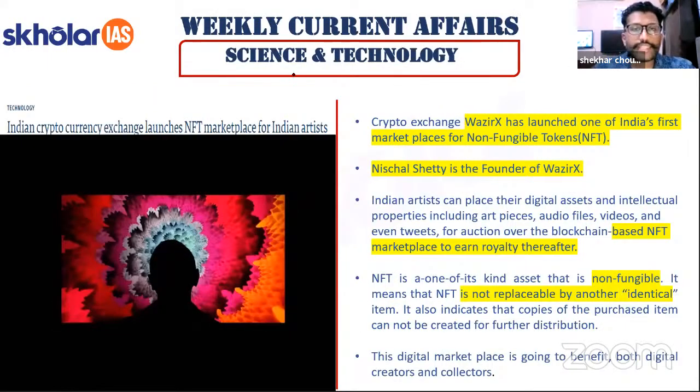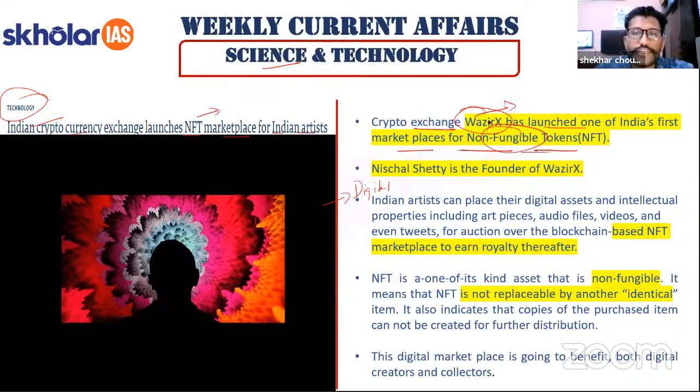Okay. So the next topic for science and technology, which again came from the technology part of The Hindu, is: Indian cryptocurrency exchange launches NFT marketplace for Indian artists. So this is a digital painting or an image. And non-fungible tokens are a type of technology. Fungible means which can be changed, so non-fungible means which cannot be changed. So cryptocurrency exchange WazirX has launched one of the first marketplaces of non-fungible tokens.